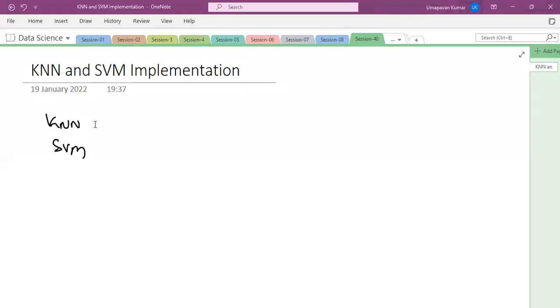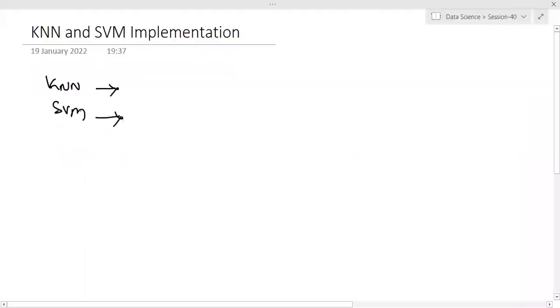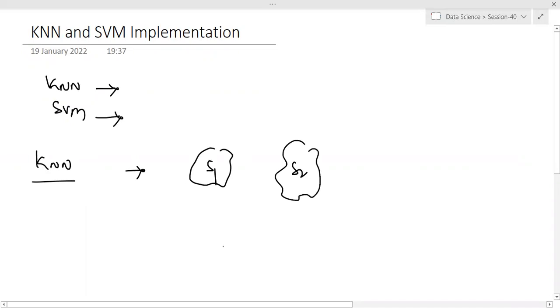KNN of the machine learning algorithm. So K nearest neighborhood, as well as the support vector machine. And there is some kind of analogy, friends. Now, if you observe the K nearest neighborhood, only one simple thing. There are certain kinds of sets, set 1, set 2, and as well as set 3. Assume that they are classes.